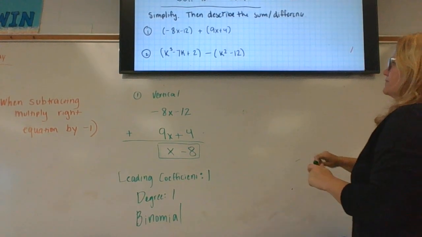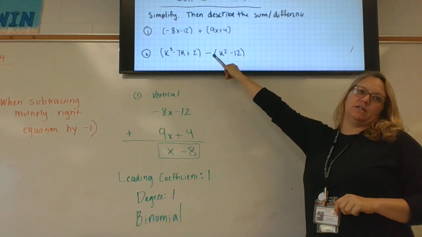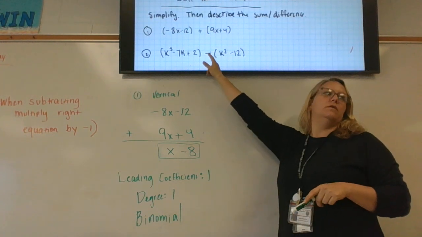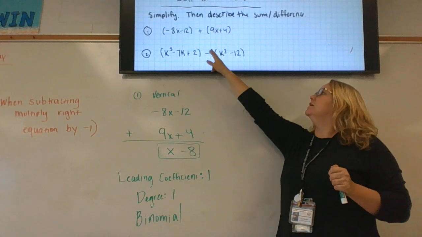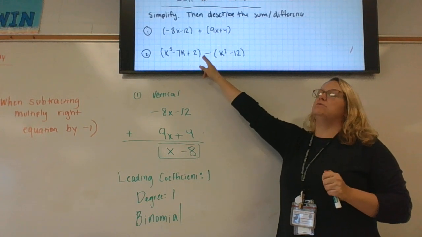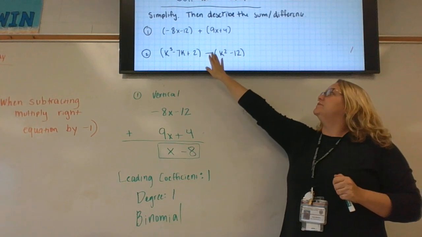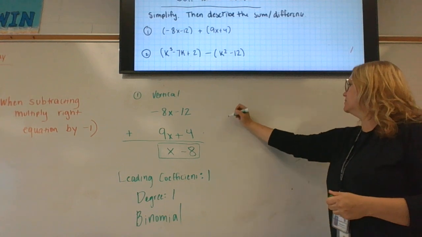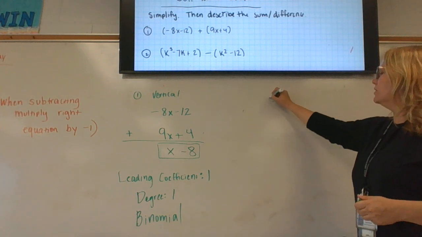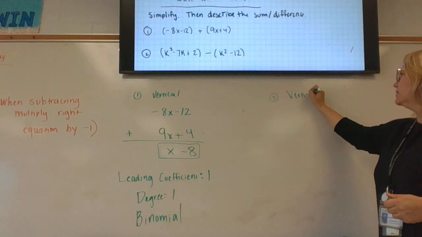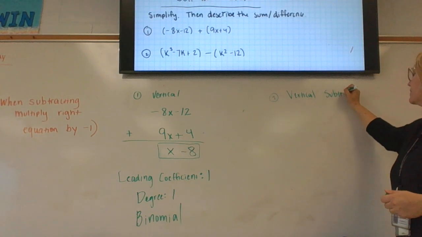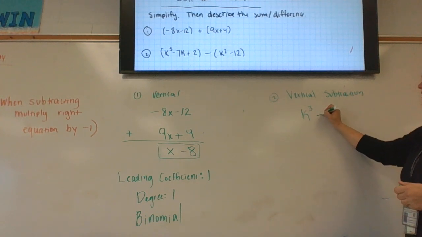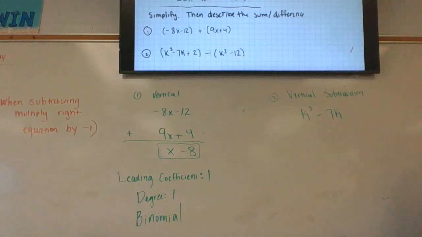Now, number 2, I did not do subtraction. It's very similar. We just have to distribute this negative sign or this subtraction sign. We're subtracting the k squared and we're subtracting negative 12. So you have to make sure you subtract everything in the right parentheses. So I'm going to show this one vertical also. Vertical subtraction. I'll put the top one first. That's k to the 3rd power minus, oh man.